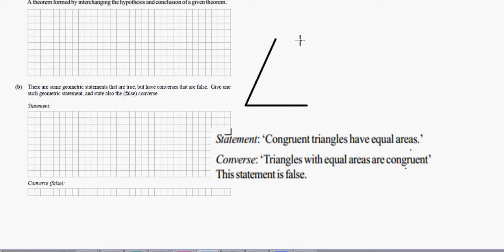Okay, so we could have a triangle like this, where the base is going to be 10 and the height, we'll call the height 8. So the area of this triangle is 40. Now remember, area is a half base by height.